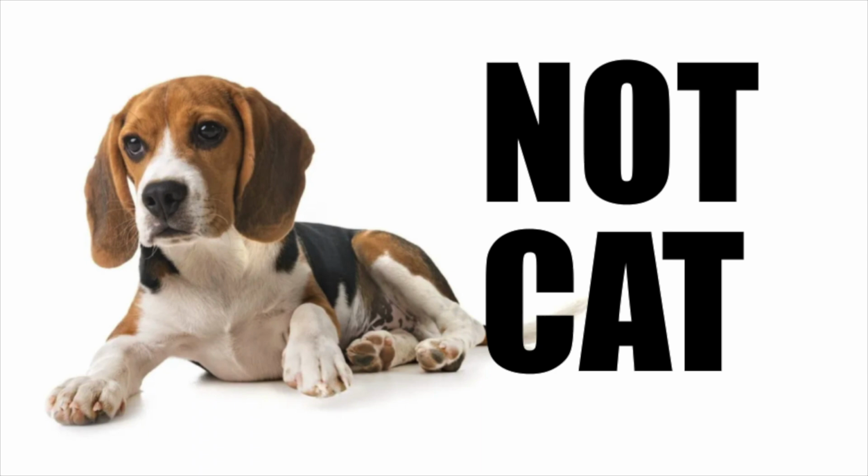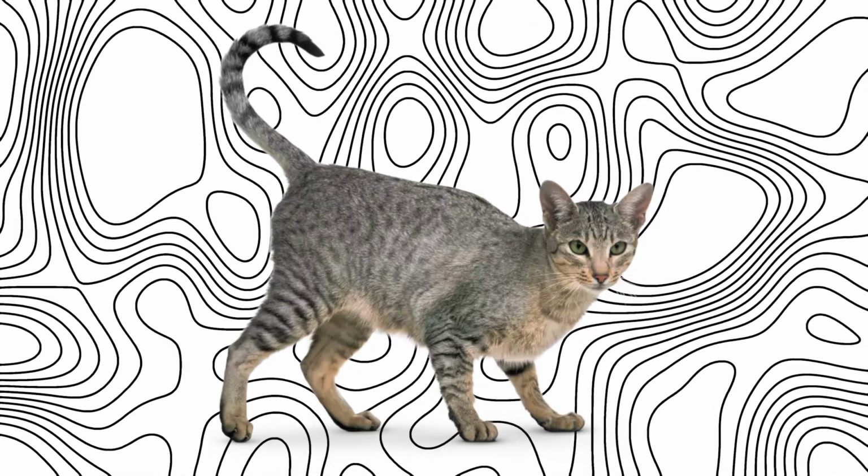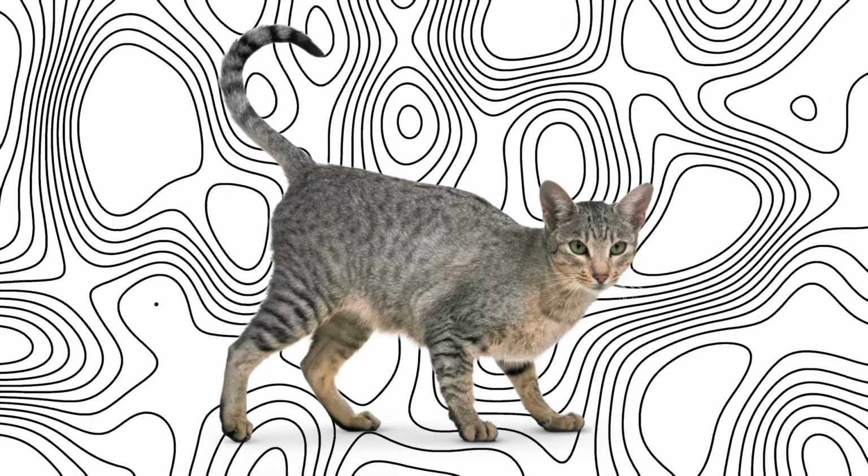At the same time, it needs to understand that things that don't meet the criteria for cats are, by definition, not cats. So how can we teach it to distinguish between the two? First, we show it a big set of pictures that have been labeled as being images of cats or not. The machine looks at what the images labeled cat have in common: whiskers, pointy ears, 4 legs, tail, etc.